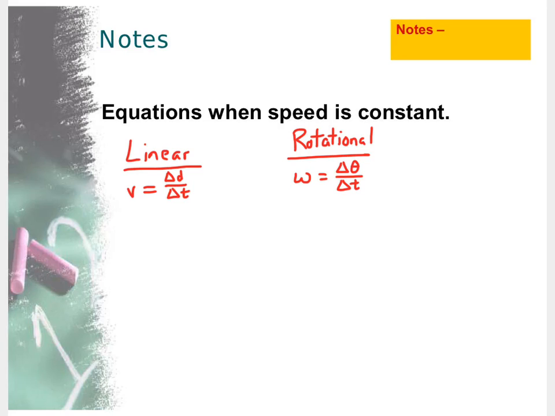Now let's take a quick look at these two equations. We're talking about, in both cases, displacement divided by time. In this case, we're talking about linear displacement, displacement along a line over time, and that gives us our linear speed. When we talk about rotation or motion around a circle, we have a change in angle or angular displacement divided by change in time, and that gives us our angular speed.